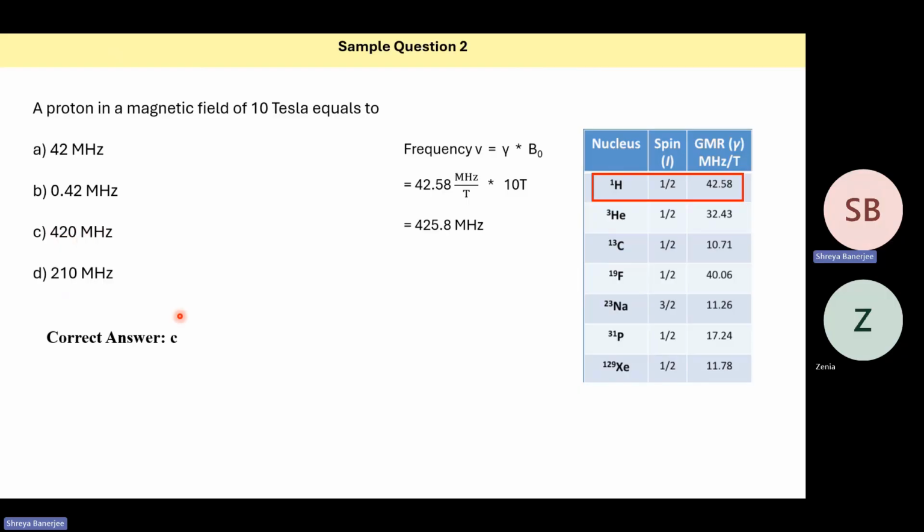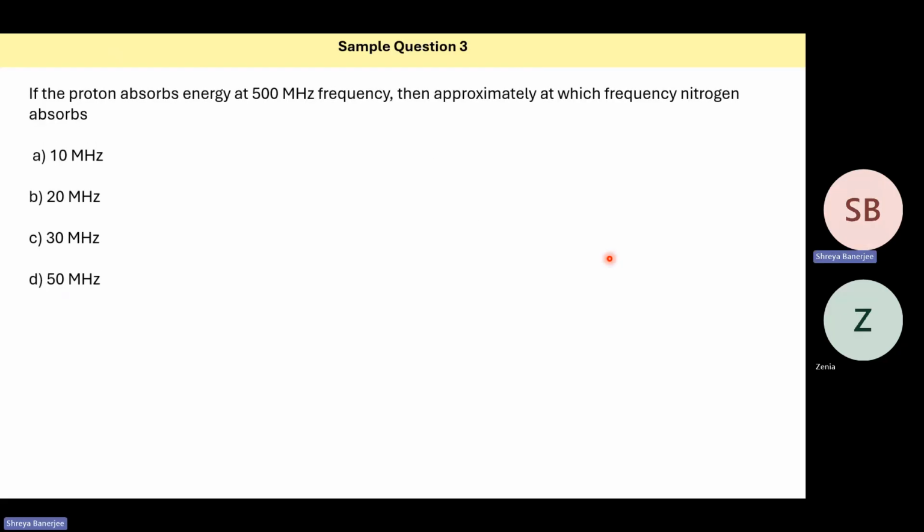That is option C. So to solve questions like this, you have to remember the value of the gyromagnetic ratio. You can just remember it for 1H and 13C, which are the most commonly used nuclei in NMR. The next question is asking, if a proton absorbs energy at 500 megahertz, then approximately at which frequency the nitrogen will absorb?